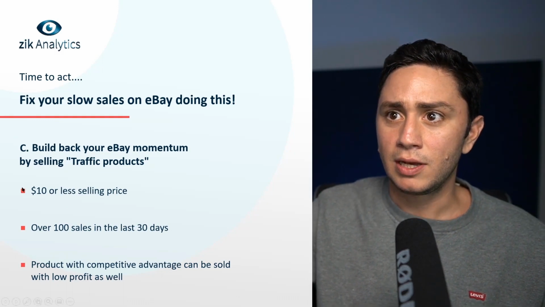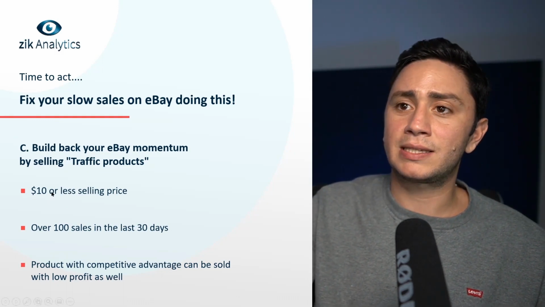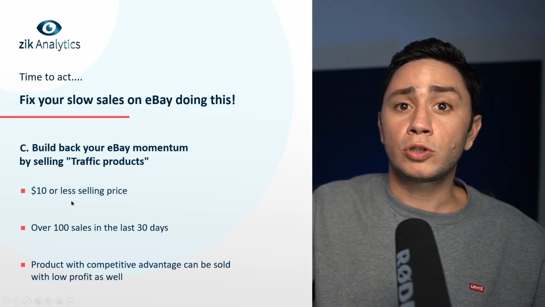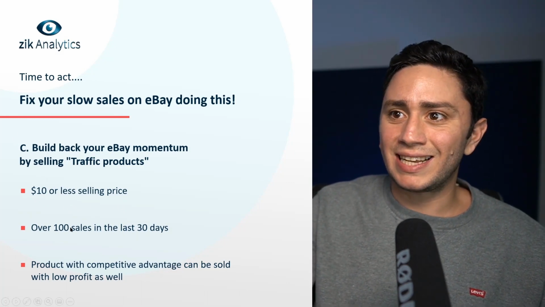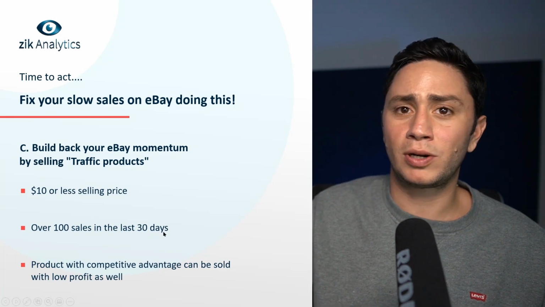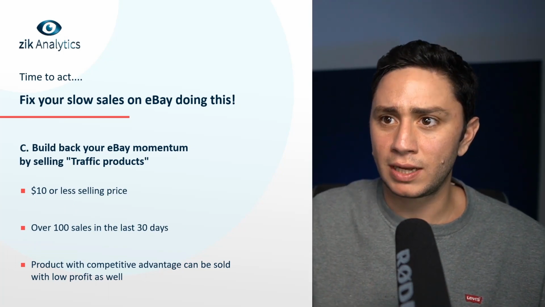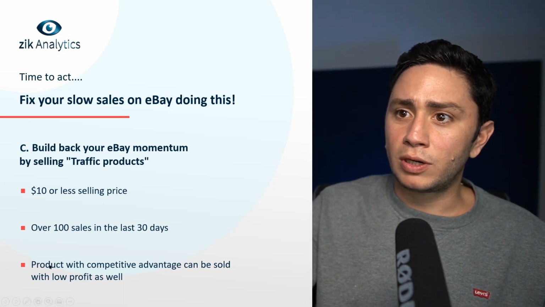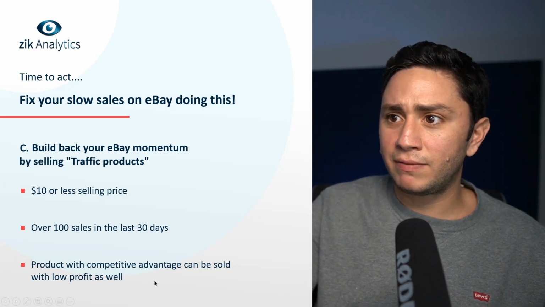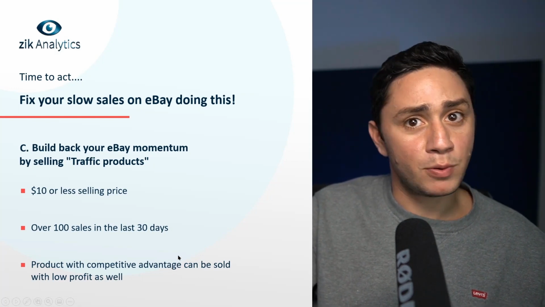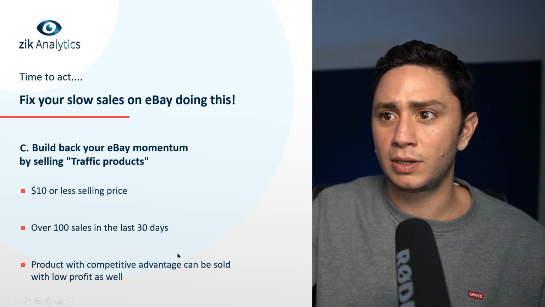Let's talk about it. So traffic products are products that are selling for $10 or less, okay, usually. You want to find products with over 100 sales in the last 30 days. You want a product that will sell every day 3 to 4 times, okay? This is the idea of traffic products. And you want a product in which you have a competitive advantage, so you can sell it with either a better price or better shipping policies.